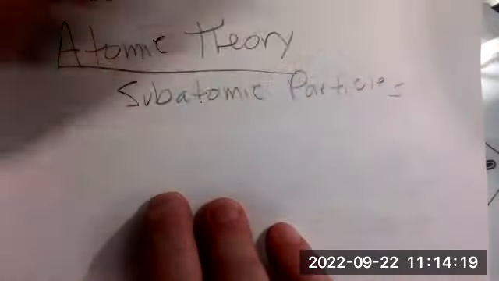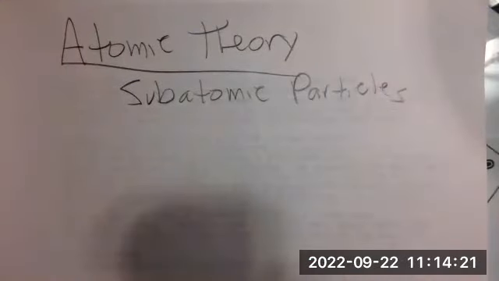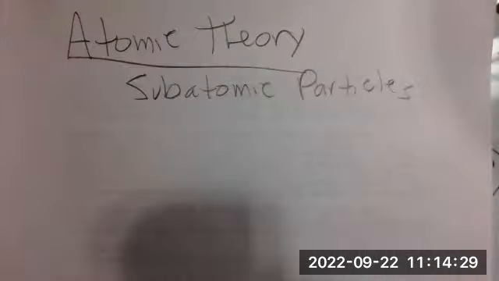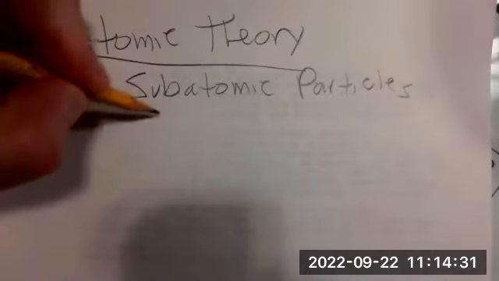Atomic theory, subatomic particles. And we're going to discuss how to determine the number of subatomic particles for a particular atom using the periodic table. All right, first, the number of the subatomic particles, there's 3 of them.